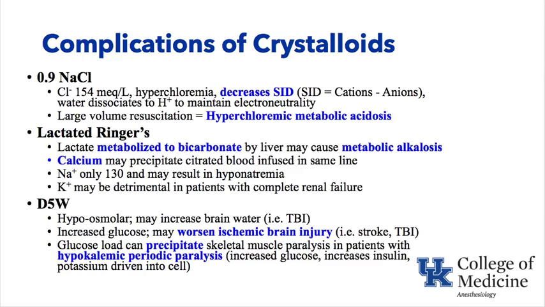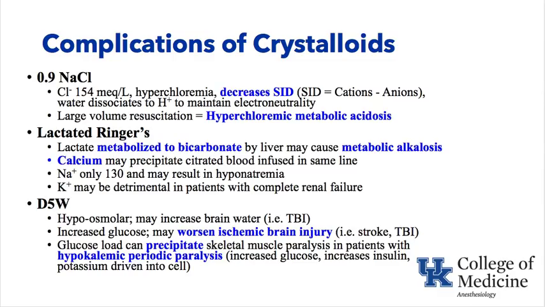Some complications of crystalloids: saline. Very high levels of chloride in 0.9 normal saline. 154 milliequivalents per liter of chloride, 154 milliequivalents per liter of sodium. So you get a hyperchloremia. This anion causes a decrease in the strong ion difference. Strong ion difference is the difference between the cations and the anions. So if you're given a lot of chloride, an anion, normally cations minus anions is about 40, the strong ion difference, and it becomes narrower or decreases the strong ion difference.